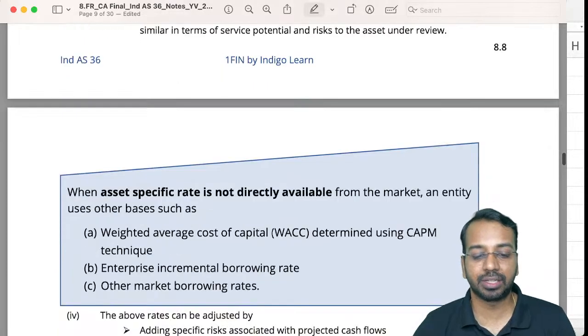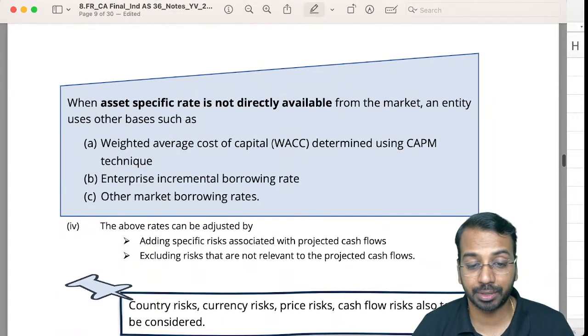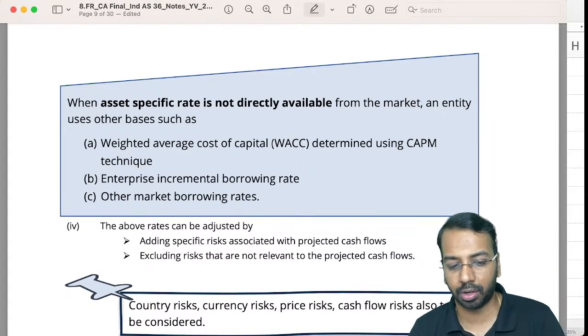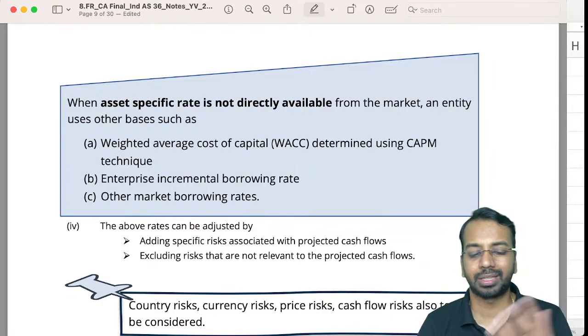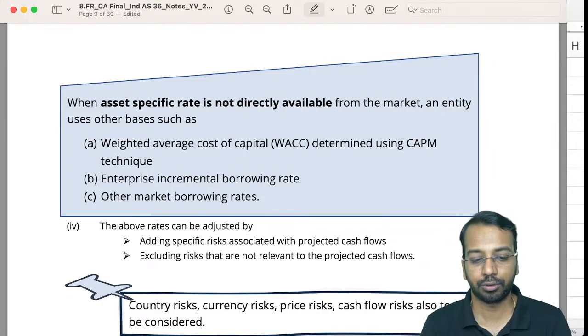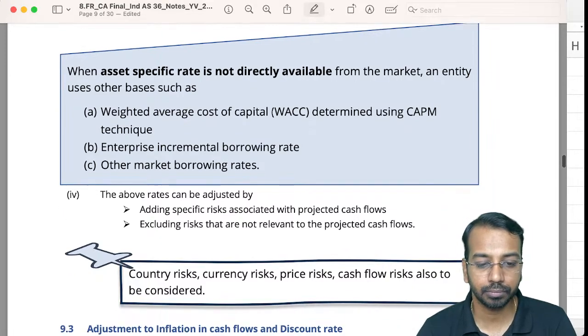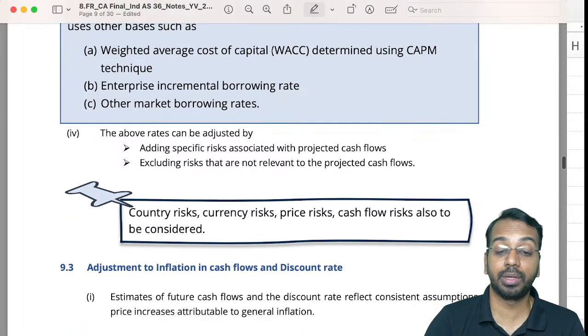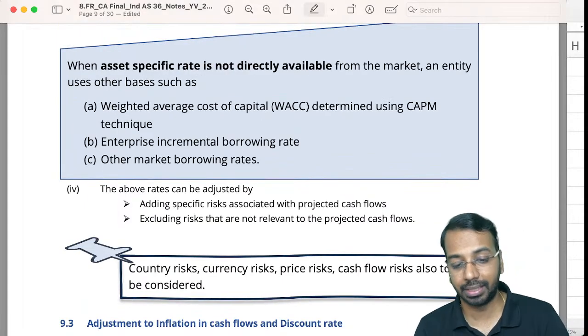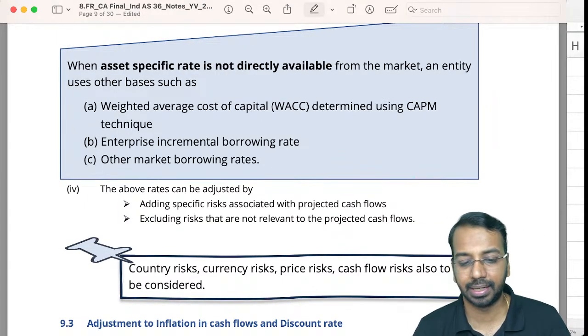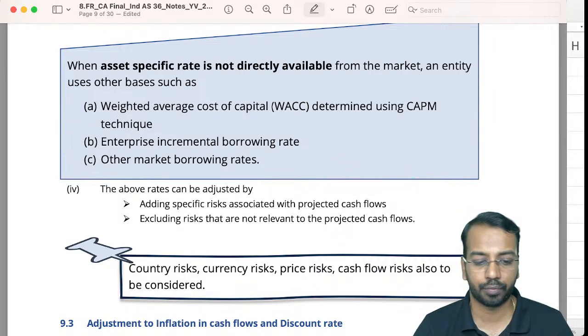When asset specific rate is not available, you can use weighted average cost of capital using capital asset pricing model or incremental borrowing rate or other market rate. Based on that you can do the calculation. Now directly you may not be able to use CAPM, then in that case you will adjust it for the specific risk related to country cash flows and all of that.